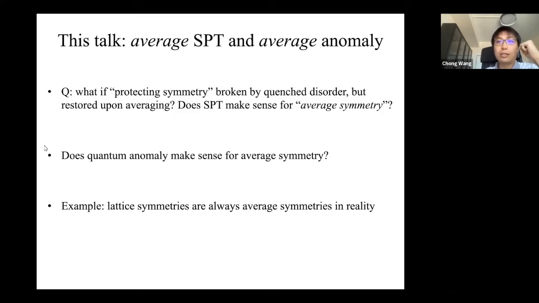So the question is, if some of the symmetries are only true as an average symmetry, does the notion of SPT still make sense? Does an anomaly make sense? Right? And if they do, what do they mean? What are the consequences? So that's the type of question I want to ask.